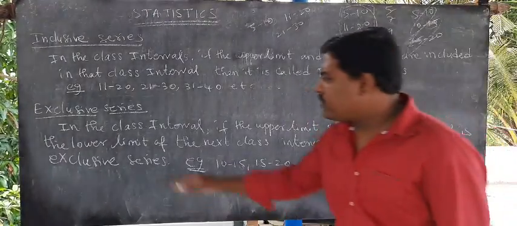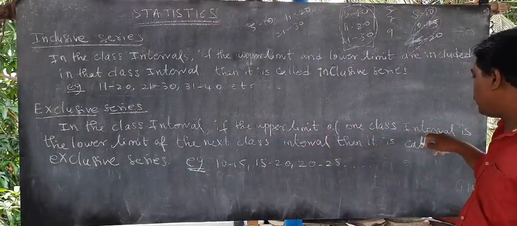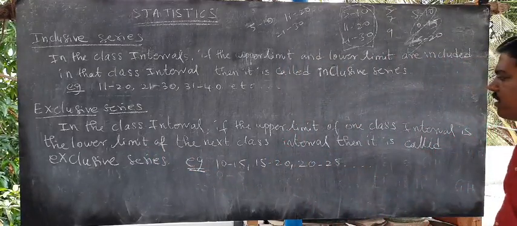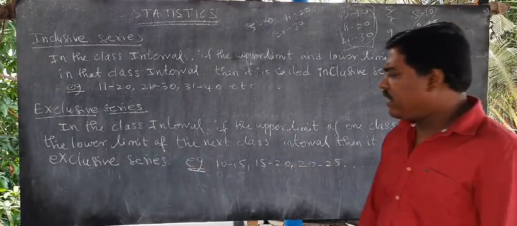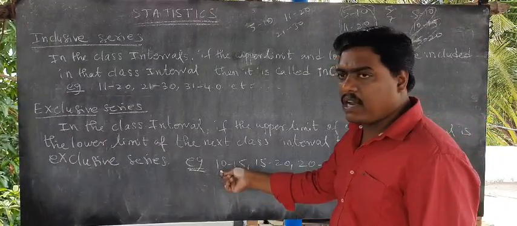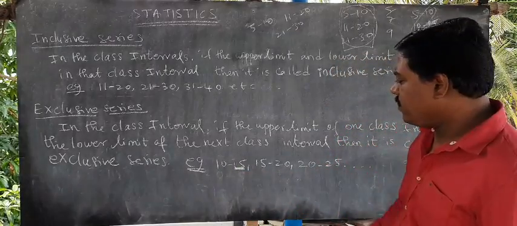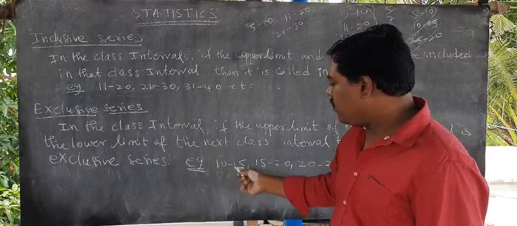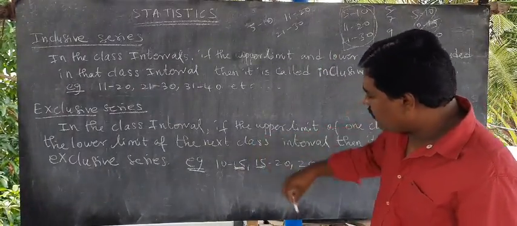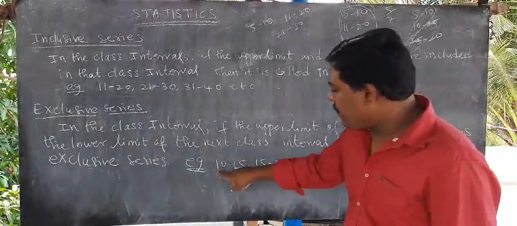But exclusive series means that in the class interval, the upper limit of one class interval is the lower limit of the next class interval. See here, this 15 is what? This is the upper limit. This is the lower limit. Here 15 is the lower limit, and then upper limit, lower limit, upper limit.